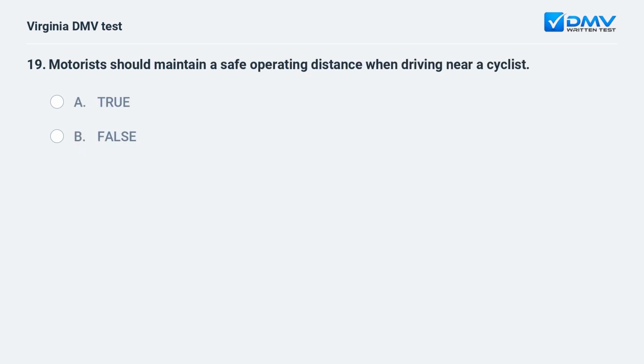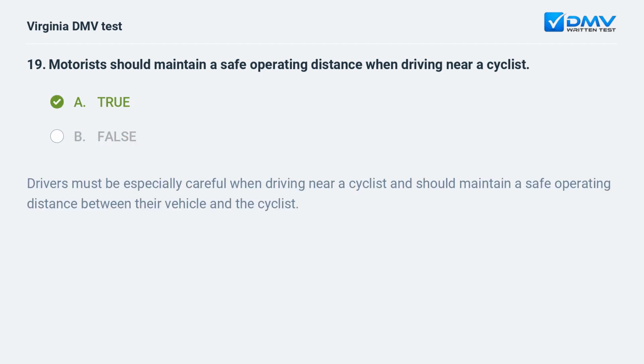Motorists should maintain a safe operating distance when driving near a cyclist. A. True. B. False. A. True. Drivers must be especially careful when driving near a cyclist and should maintain a safe operating distance between their vehicle and the cyclist.